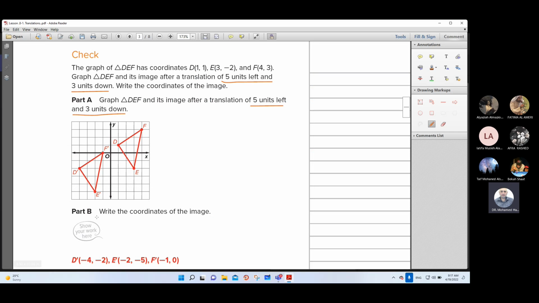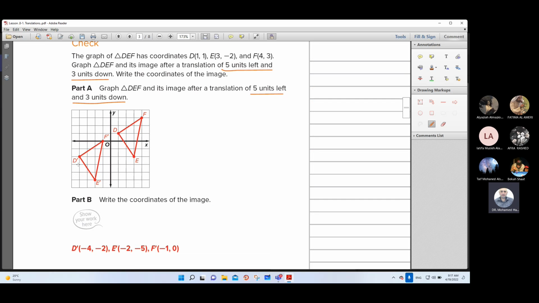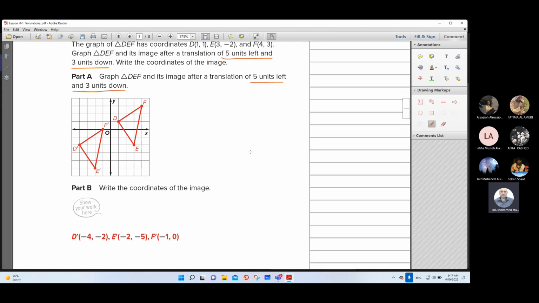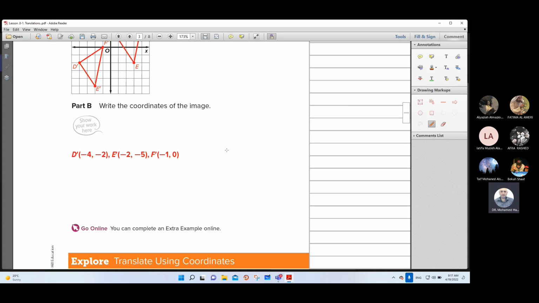Okay, sorry. So what is the coordinate of D prime? As you see here, we have minus 4 here, and here minus 3. And what is the coordinate of E prime? Minus 2, and here minus 5. This is the meaning of the translate or translation.